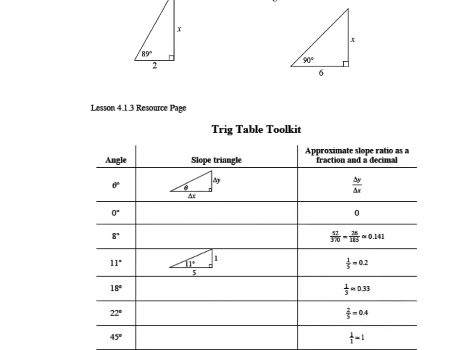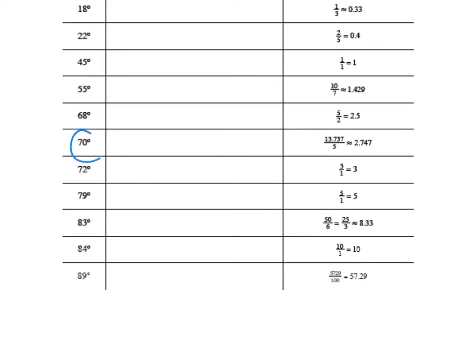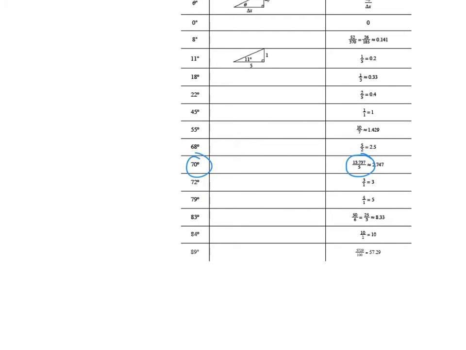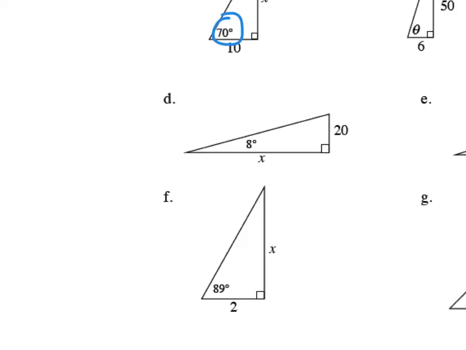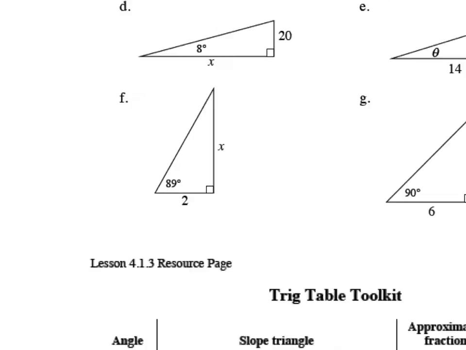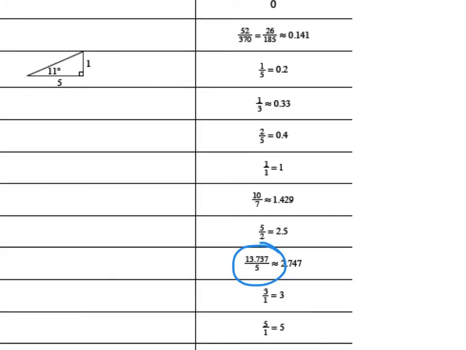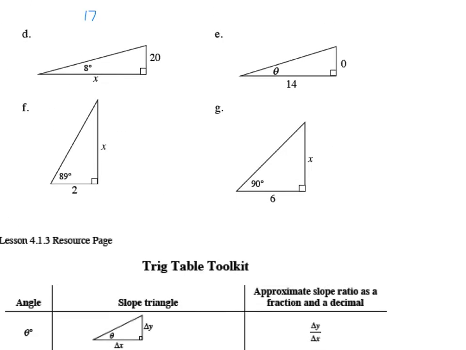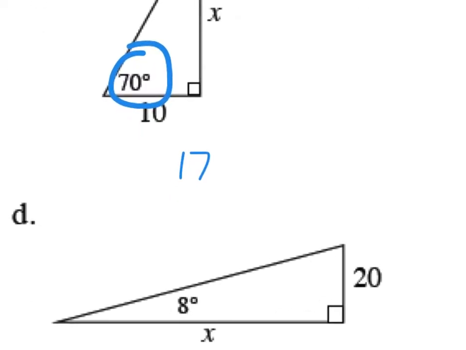I'm going to look down at my trig table toolkit, and I see 70 degrees has a slope ratio of 13.737 over 5. Let me look one more time, sorry, my memory's not great right now. 13.737 over 5.